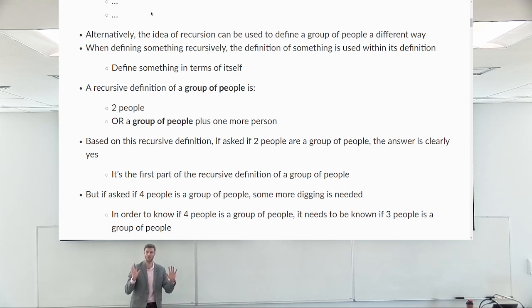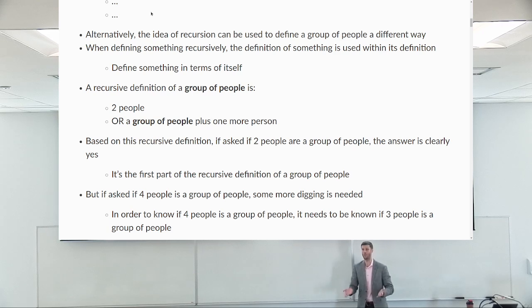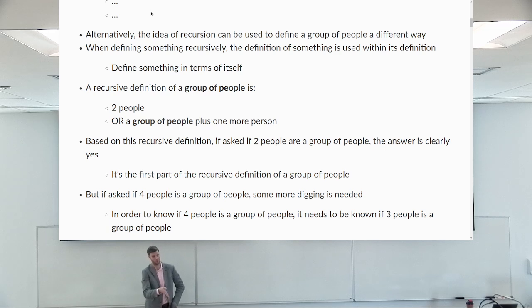So I can only conclude that 5 is a group of people if I know that 4 is a group of people. If 4 is not a group of people, 5 is not a group of people. But if 4 is, 5 is. So we have to answer the question, is 4 people a group of people? In order to answer that question, what must I know? If 3 people are a group of people. Because if 3 is, 4 is. And if 4 is, 5 is. So is 3 people a group of people?